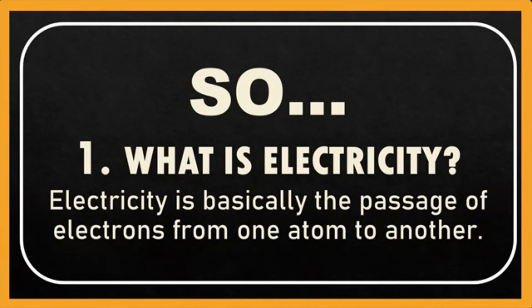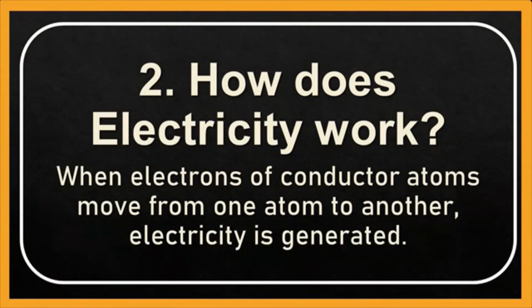So, what is electricity? Electricity is basically the passage of electrons from one atom to another. How does electricity work? When electrons of conductor atoms move from one atom to another, electricity is generated.